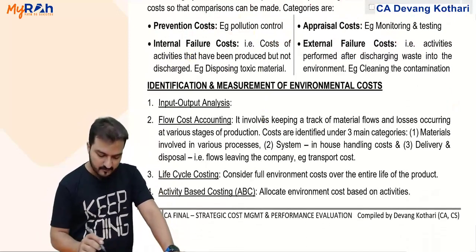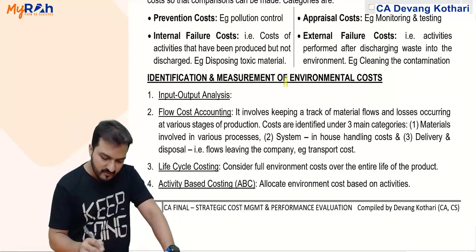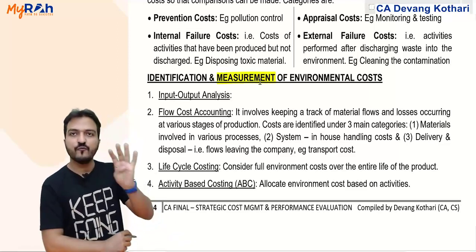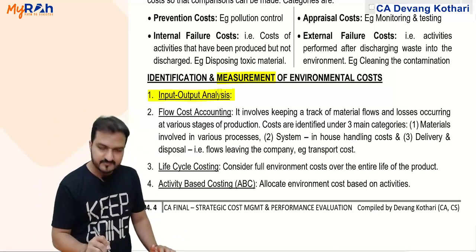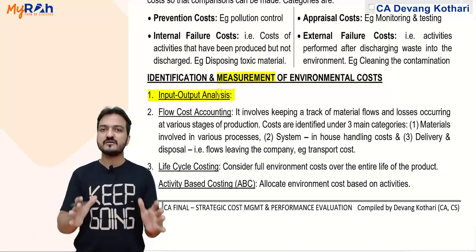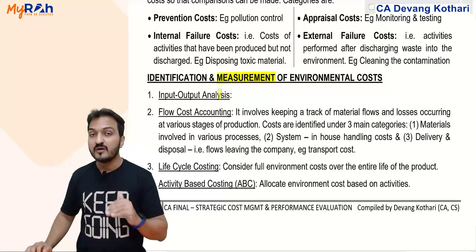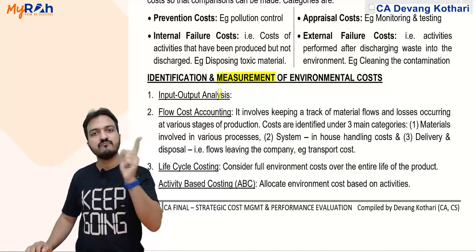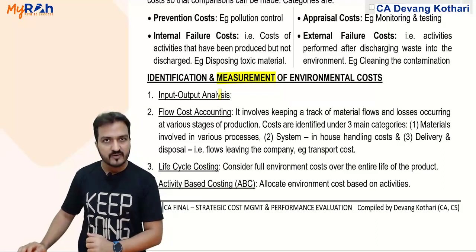Okay. And the last part, identification and measurement of environmental cost. How will environmental cost be measured? According to your book, there are 4 measurements of environmental cost given. First is input-output analysis. Naturally, if I get more output with less input, there is lesser cost on the environment. If I am getting more output using less input, lesser environmental resources are consumed. Better efficiency, better output, means lesser environmental cost.